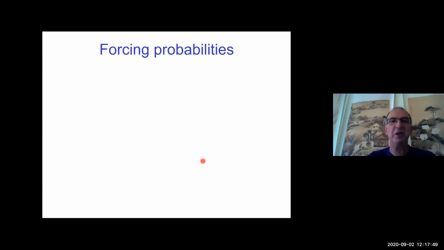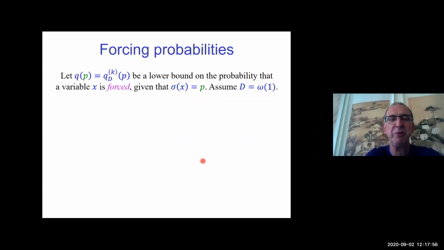This leads us to the next concept of forcing probabilities. So we are delving deeper into the analysis of PPSZ. Let us denote by Q of P, and there actually are two other parameters that I'll neglect. D is the size of the implications we are allowing, and K is the K from the K-SAT. If I don't specify K, I assume that K is 3. So let Q of P be a lower bound on the probability that an arbitrary variable is forced, given that it arrives at time P. In what I'm saying, I'm assuming that D is little omega of 1. So D tends to infinity as N tends to infinity. That would be enough.